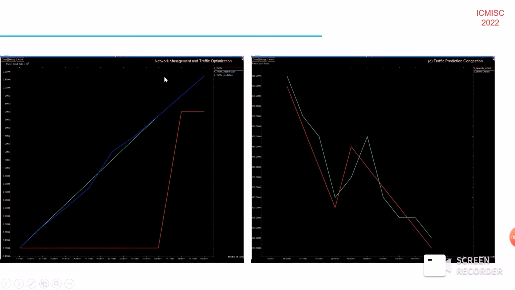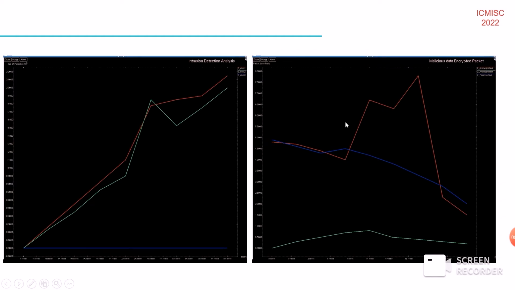The next one on the left is network management and traffic optimization. The blue line depicts the normal traffic prediction, and the red line has been achieved by the simulation which we have done in the previous slide. So we have got less traffic when compared to the traffic predicted. This helps us in getting packets forwarded in less time when compared to other routing protocols, and in the security aspect as well. On the right side, the graph is the traffic prediction and congestion, and these are the various graphs which have been generated using XGraph.